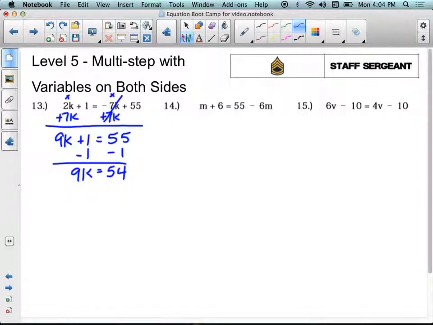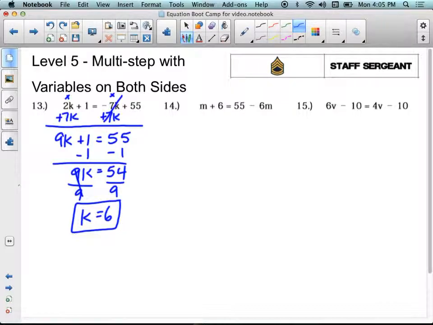Now I have 9k. I want to get that k alone. That's 9 times k, so I'm going to divide by 9 on both sides. So I'll get k equals 6. Okay? Let's take a look at number 14.